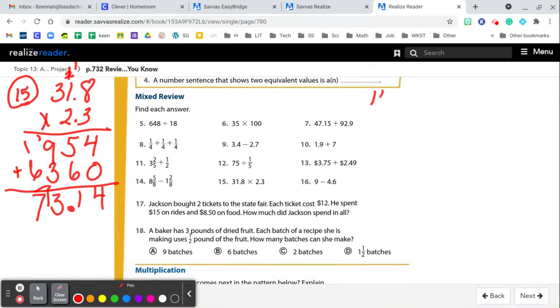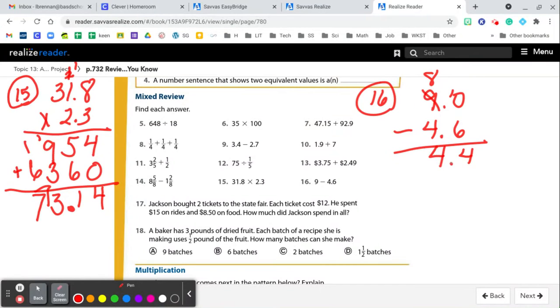And number 16, 9 minus 4.6. Remember, annex the 0, and we're going to have to borrow here. So we get 4.4. For number 17, Jackson bought 2 tickets to the state fair. Each ticket cost $12. He spent $15 on rides and $8.50 on food. How much did Jackson spend in all? So he's got 2 tickets times $12 plus $15 for rides plus $8.50 for food. So that is how we would write that equation out.